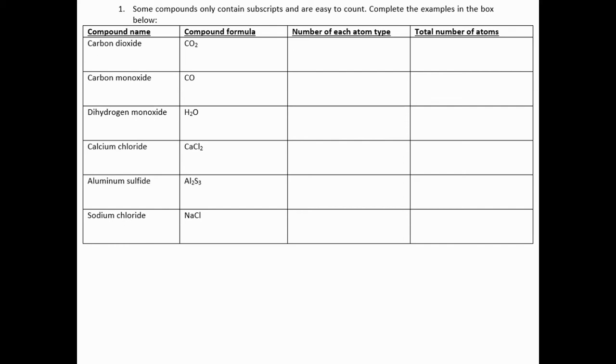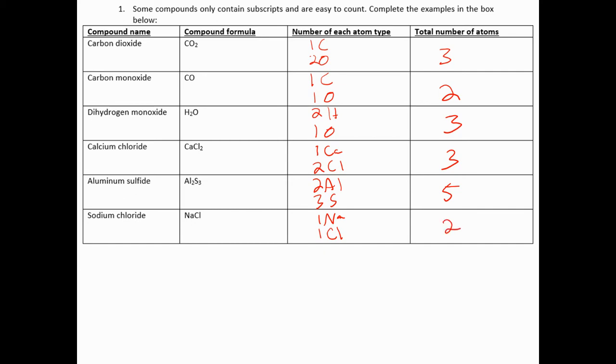So number of each atom type, for example, here there's 1 carbon and 2 O's for a total of 3 atoms. So what you can do is pause the video, try this yourself, and then check my work, and I'll do that pretty quickly. So here we have 1 carbon, 1 O for a total of 2. Here we have 2 H's, 1 O for a total of 3. Here we have 1 calcium, 2 chlorines for a total of 3. Here we have 2 aluminums and 3 sulfurs for a total of 5. And here we have 1 sodium and 1 chlorine, or I should say chloride because it's the ion, for a total of 2.